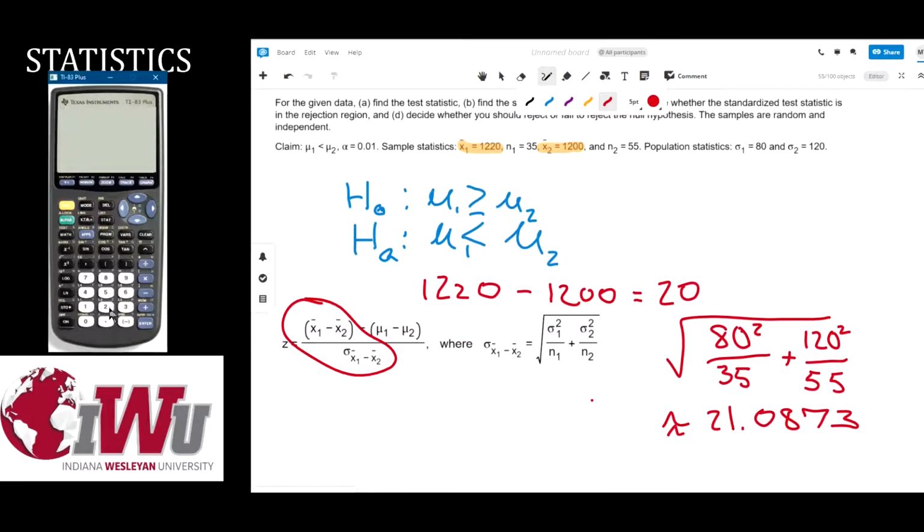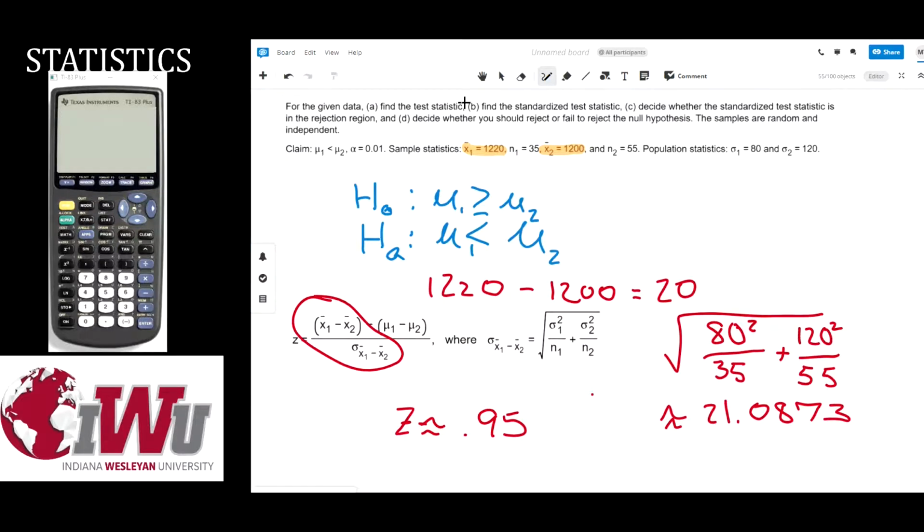So we'll go right back over here. It's 20 divided by 21.0873, which is approximately 0.95. So the Z test statistic is approximately 0.95. In most Z tables, they usually don't go past 2 decimal places, so 0.95.